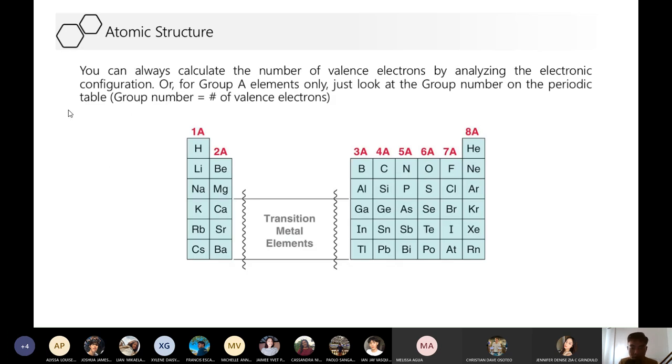Depending on the group number on the periodic table, you can have different charges, no? So, yun. Alam nyo na ito yung mga valency-valency, no? Group 1, 1 electron. Group 2, 2 electron. Up to group 8, 8 electron, no? So, depending on the number of electron, they can either accept or give electrons for them to be stable, no? So, yun lang yung idea dyan.